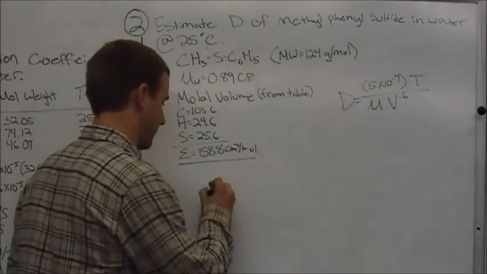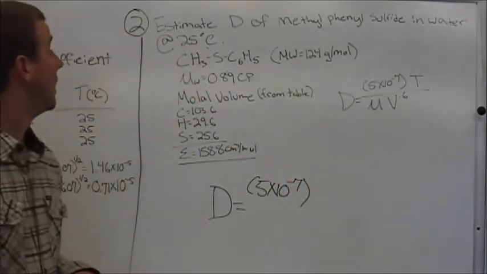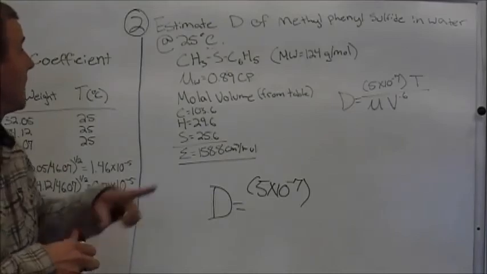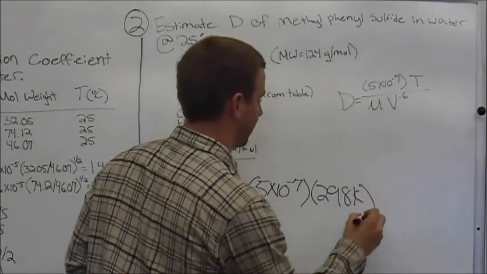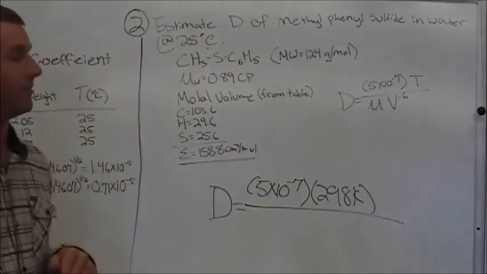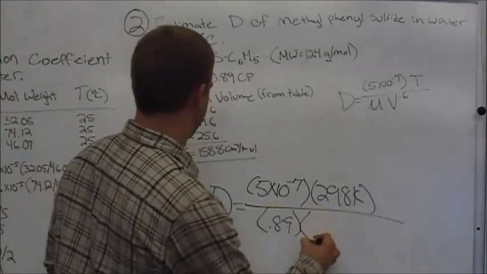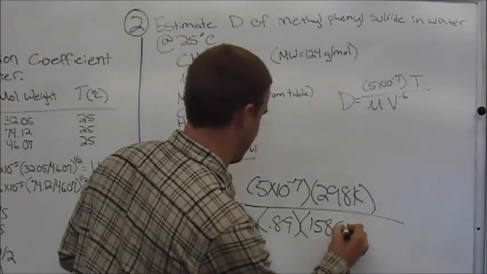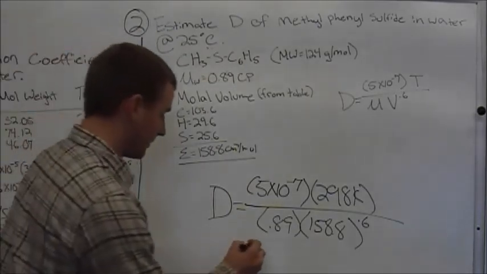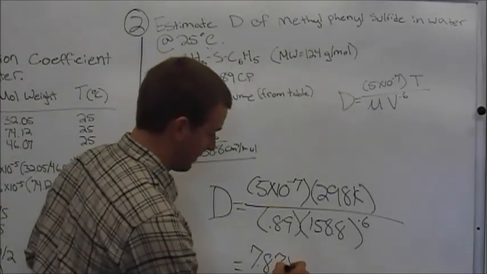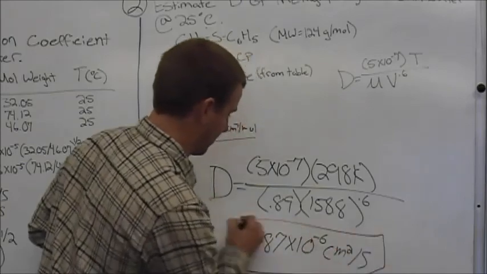Alright, we just have to plug and chug on this one. Our diffusion coefficient equals 5 times 10 to the negative 7th, our temperature, going with 25 degrees Celsius, which in Kelvin is 298 Kelvin, viscosity of water 0.89, and finally our volume, 158.8 to the 0.6. And that will give us about 7.87 times 10 to the negative 6 centimeters squared per second. That will be our diffusion coefficient.